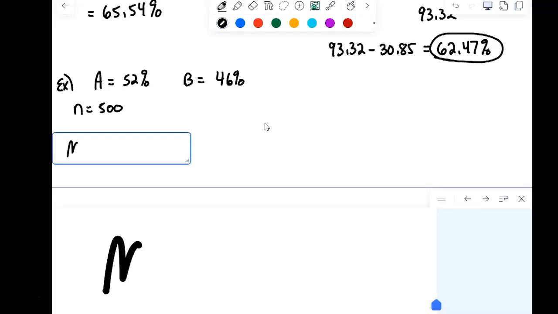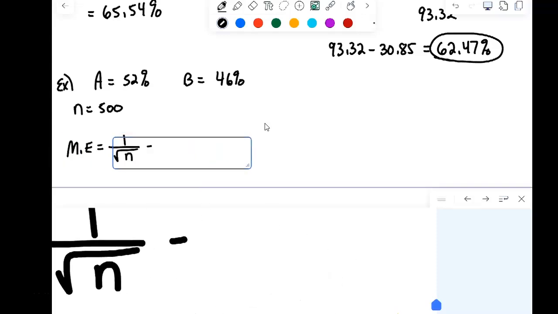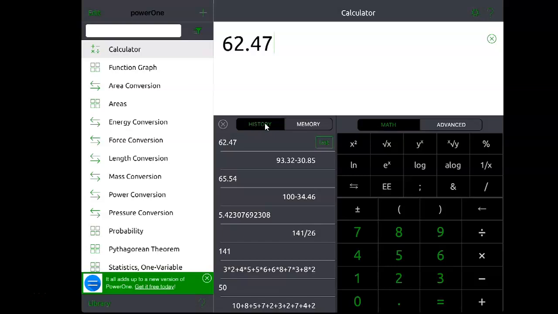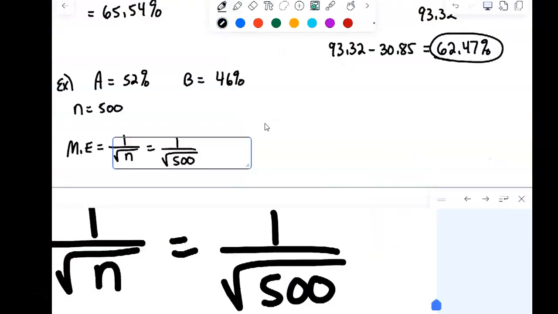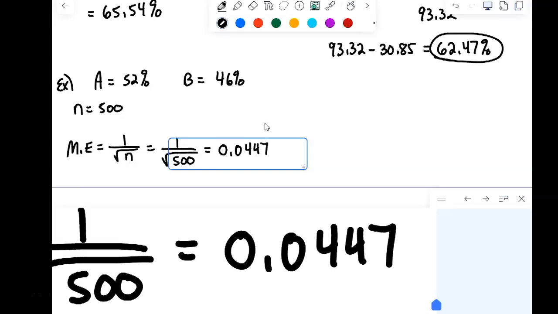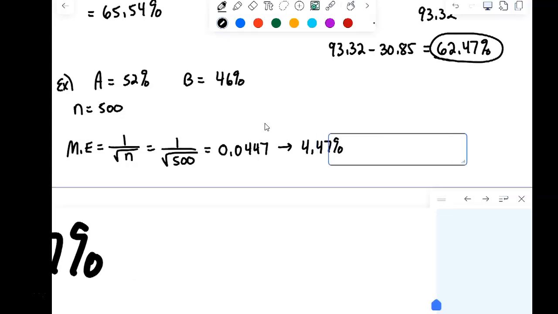Remember, margin of error is always 1 over the square root of the number surveyed. So on my calculator here, I can do 1 divided by square root of 500. So punch that in. 1 divided by square root of 500. And I get 0.0447. Usually you like to take this out to 4 places here, because we're going to convert that to a percentage by moving the decimal 2 places. 4.47% is my margin of error.